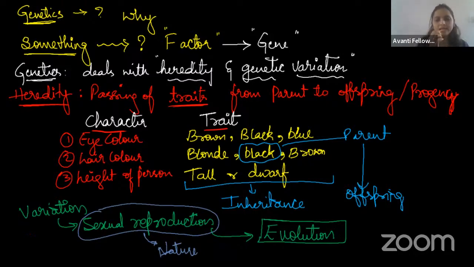Then coming to variation: all of you studied the evolution chapter also, right? Variation is very important in evolution, right or not, guys?